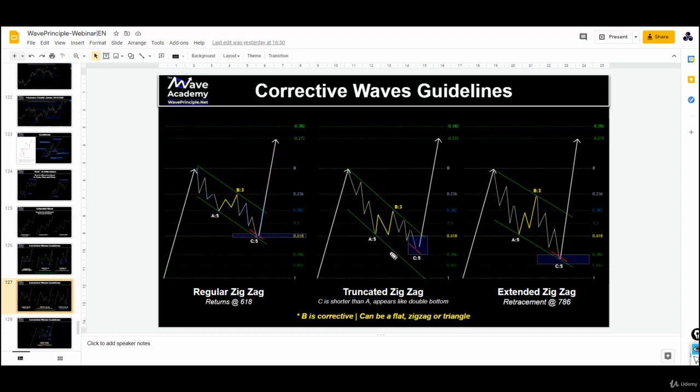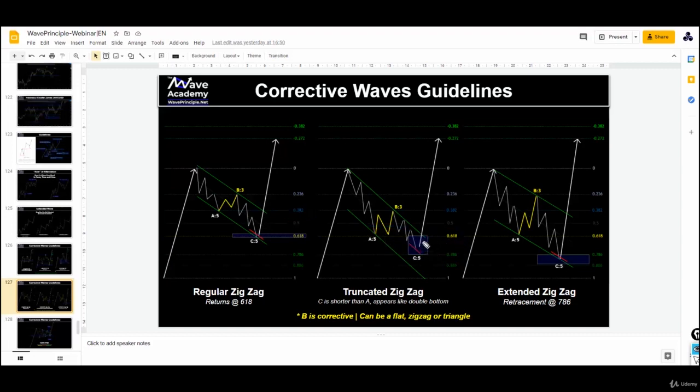We also can get a truncated zigzag that looks like this: 1, 2, and 3. And 3 is shorter than A. It almost looks like a double bounce. You can see divergence here, higher lows, lower lows, and then the price bounces in the middle of the channel. In this area of the 618, as you can see, it can return to 382, the wave A, but it also can go back to the 618 and double bounce there.